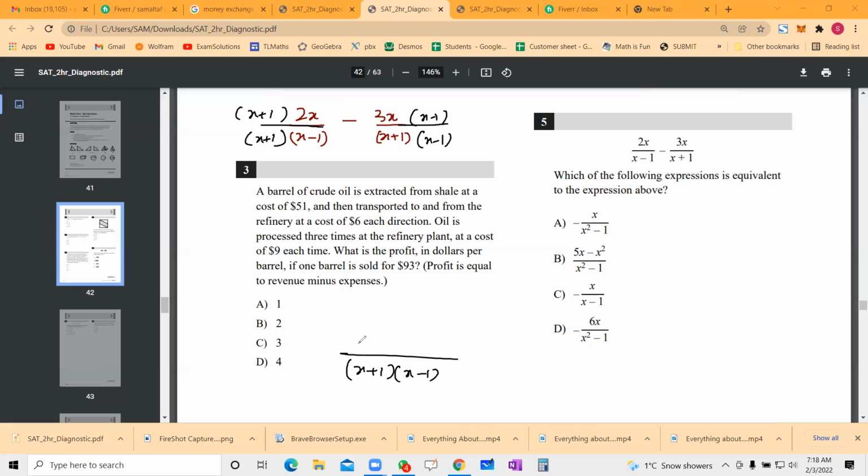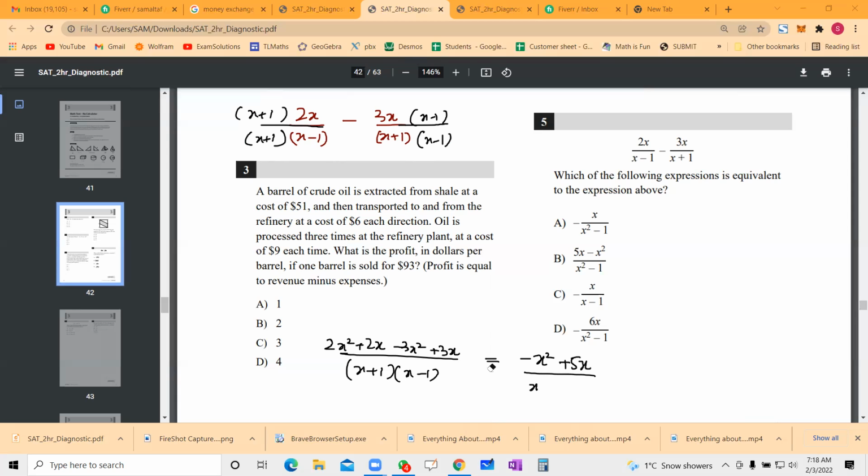It would be 2x squared plus 2x, and then minus 3x squared, and plus 3x. So how much will it be? How much is 2x squared minus 3x squared? Because you can combine the like terms. That'll be negative x squared. And how much is 2x plus 3x? 5x. Divided by x plus 1 times x minus 1.